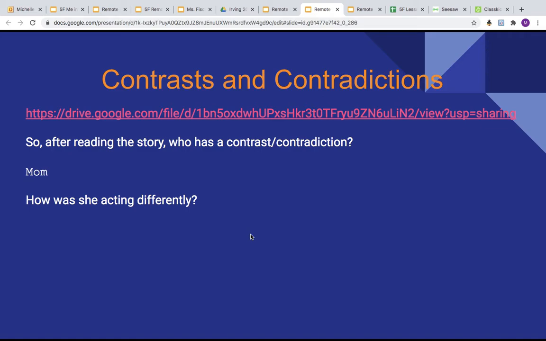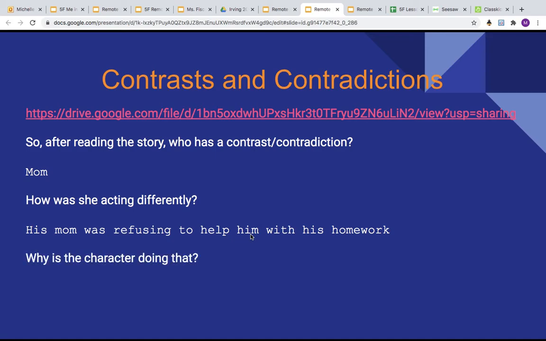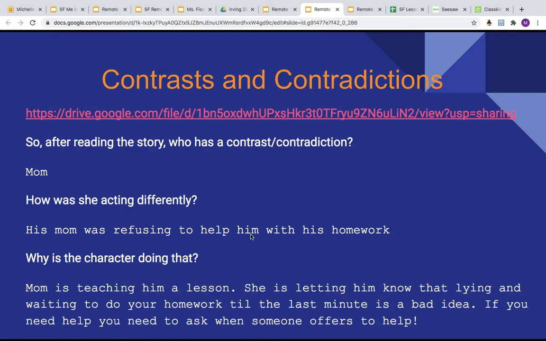If you need more time, go ahead and pause the video. If not, let's talk. His mom was refusing to help him with his homework. Why is she doing that? Why is the character acting different? Go ahead, take a second, share with somebody around you, or just think, why do you think Mom was acting differently? Most of us probably expected her to lecture him, ground him maybe, but then go ahead and help. Why do you think she was doing that?